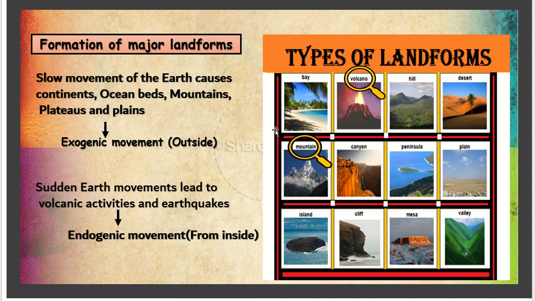Now, formation of major landforms. I have listed major landforms here. In this we are going to see external and internal. Mountains are formed by external movement and volcanoes from inside. We are going to see this in detail in this lesson. Slow movement of the earth causes continents, ocean beds, mountains, plateaus, plains. These are known as exogenic. Exo means outside. Sudden movements lead to volcanic activities and earthquakes. These are known as endogenic movements. It happens from inside the earth.